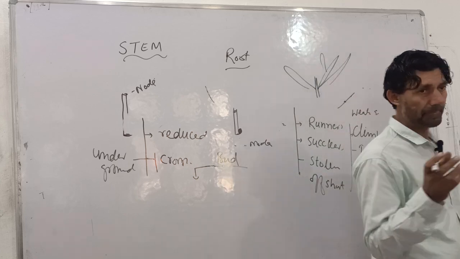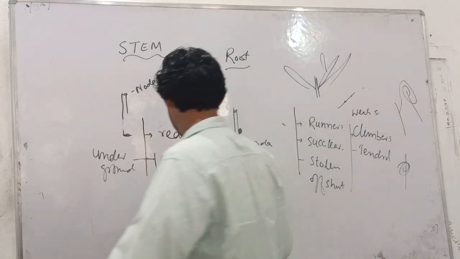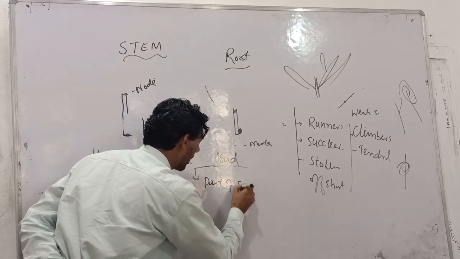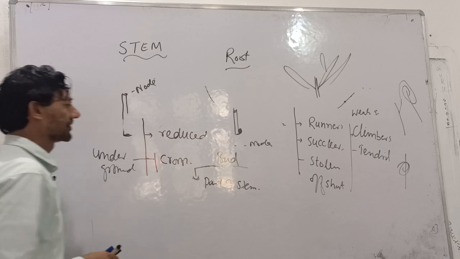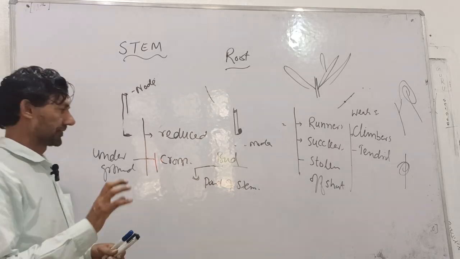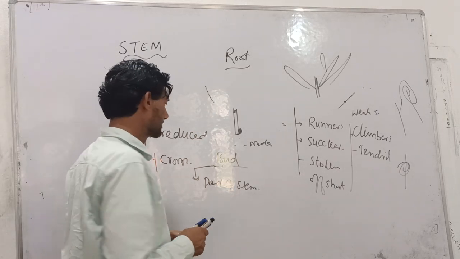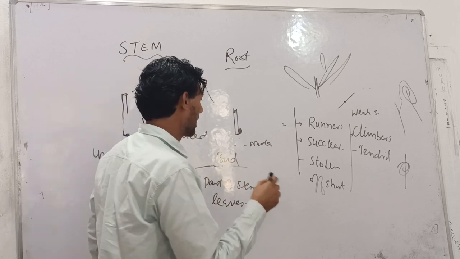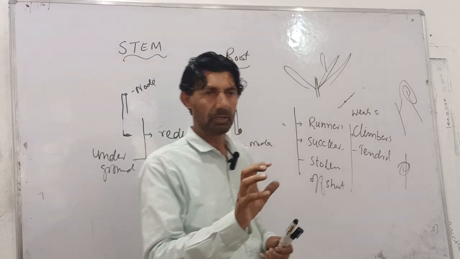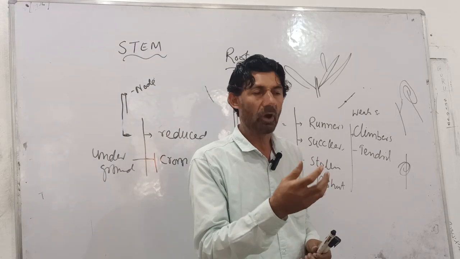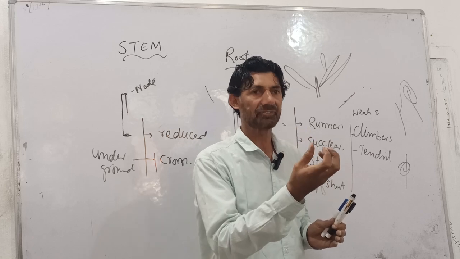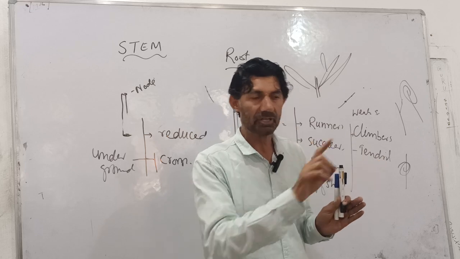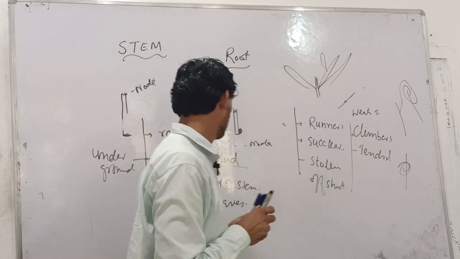part of the stem. It is a part of the stem and is surrounded by leaves, small leaves. If it is a bud, it is actually part of the stem, surrounded by leaves.